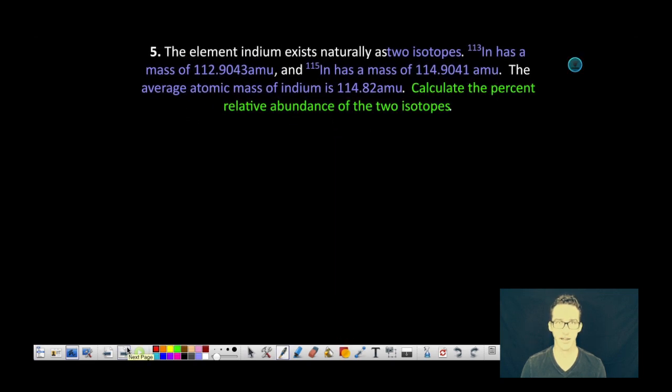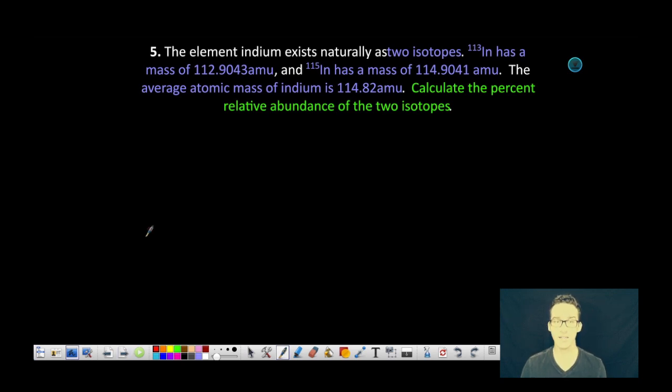Final problem of the day. It's a doozy. Number 5. The element indium exists naturally as 2 isotopes. Indium-113 has a mass of 112.9043 AMU, and indium-115 has a mass of 114.9041 AMU. The average atomic mass of indium is 114.82 AMU. Calculate the percent relative abundance of the 2 isotopes.